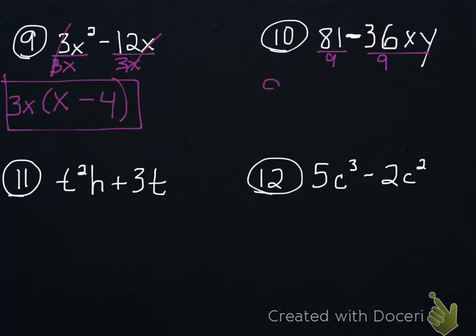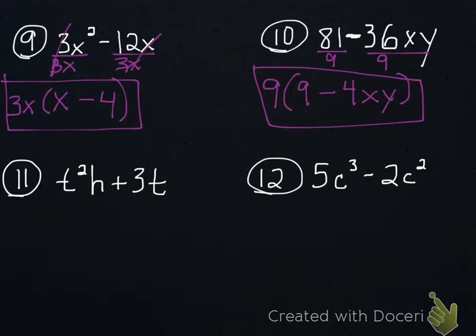Oh, I forgot my GCF. Got to put it out front. Do I have an x or a y that I can pull out? Well, they're in the second term, but not the first term, so no. Okay, so 81 divided by 9 is 9. 36 divided by 9 is 4. So it's 9 minus 4xy. Is there anything else I can pull out? No. Always double check and make sure that you've got everything pulled out that you can pull out.